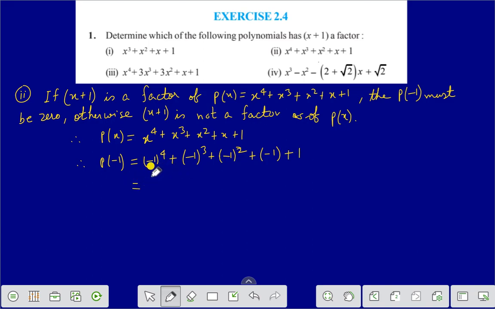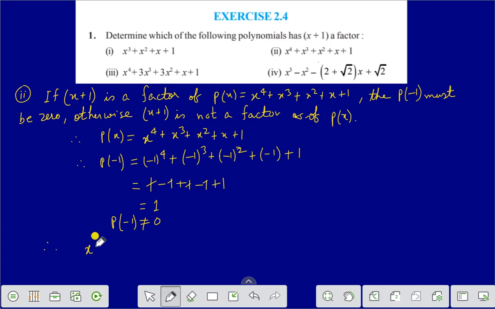Therefore we are getting (-1) to the power 4 is 1, plus (-1) to the power cube is -1, plus 1 minus 1 plus 1. So this will cancel: -1 plus 1 plus 1 minus 1. You are getting 1. Here you see that p(-1) is not equal to 0. Therefore you can say that x plus 1 is not a factor of this polynomial.